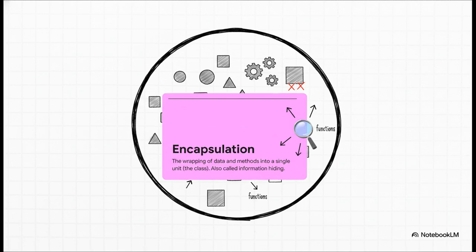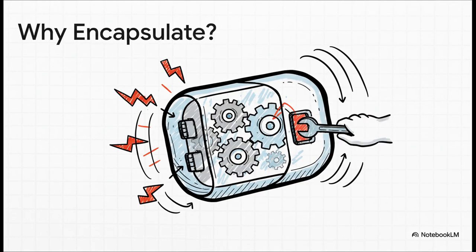You take an object's data and the methods that work on that data, and you bundle them together. This creates a protective barrier so other parts of the program can't just reach in and change things by accident. And why is that so critical? Because it makes your code incredibly robust and safe. It prevents one part of your program from accidentally messing up another. It also means you can completely change how a class works on the inside, and as long as you keep the outside controls the same, nothing else in your program will break. It makes maintaining code so much easier.